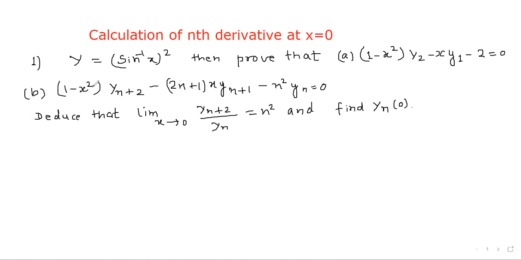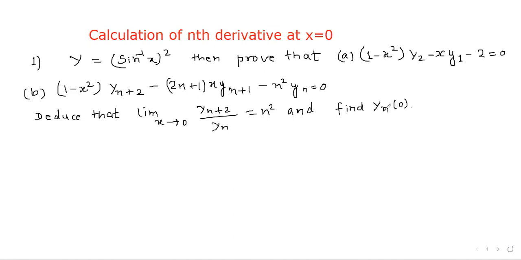And the second part: (1 minus x square) y(n plus 2) minus (2n plus 1) x y(n plus 1) minus n square yn equal to 0. Deduce that the limit as x tends to 0 of y(n plus 2) divided by yn equals n square, and find yn at x equal to 0.